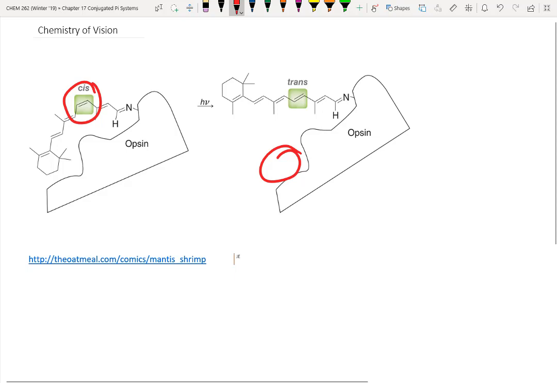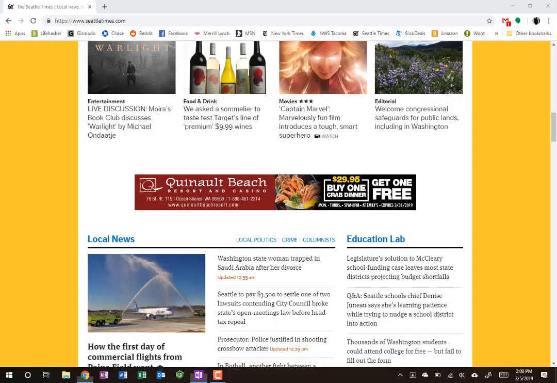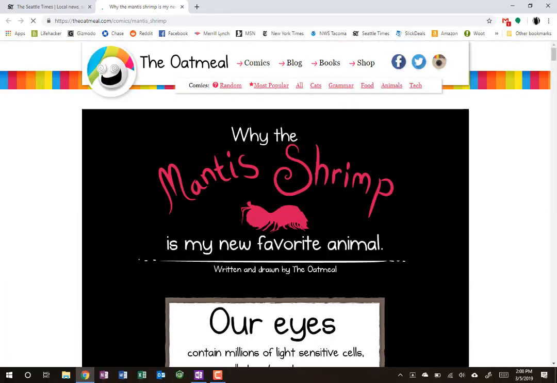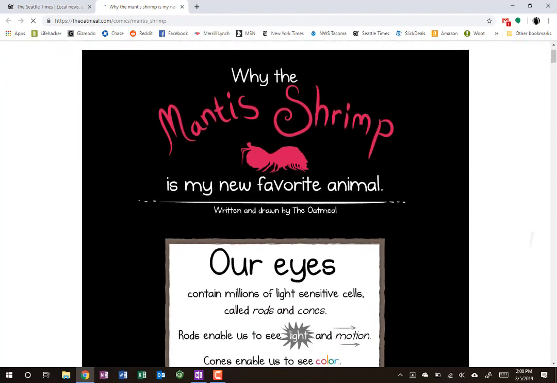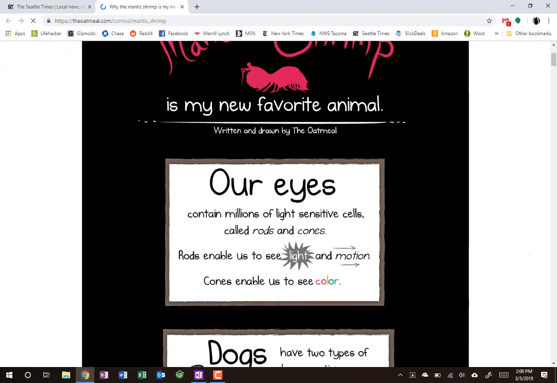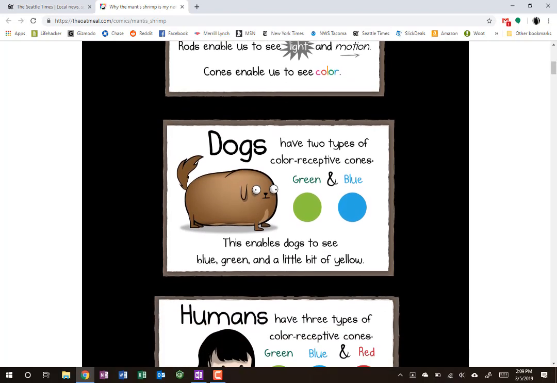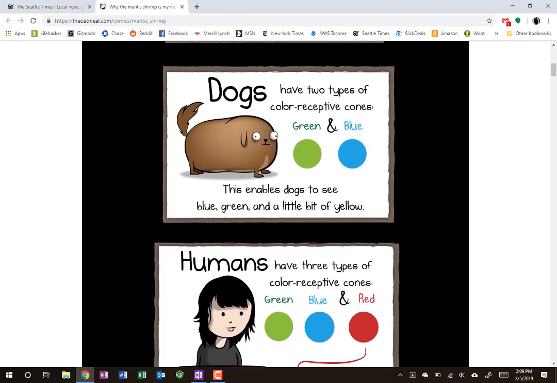All right, the last fun thing is about the mantis shrimp. How many of you have heard about the mantis shrimp? I showed people this already in the review session, but I think it's worth seeing again. So how many of you have read The Oatmeal? It's hysterical. I really recommend taking a look at his comics. But he talks about the mantis shrimp and why it's his favorite animal. And he talks about how we have these rods and cones in our eyes. Dogs have photoreceptors for green and blue. We've been able to study that.